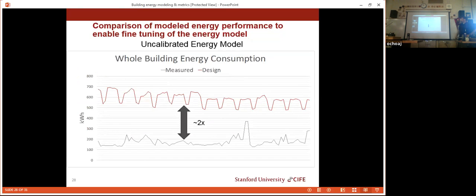So this is an example. This is a pretty standard graphic for teaching this. I haven't had the energy analysis class since 2006. It's been 12 years since I've taken the energy analysis class.